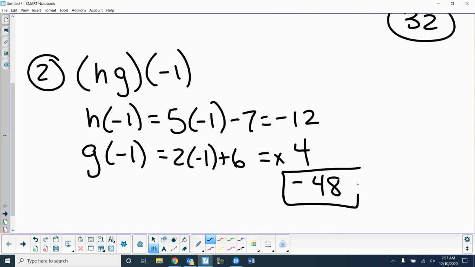Number 2. Any questions on 1 or 2? Make sense? All right.